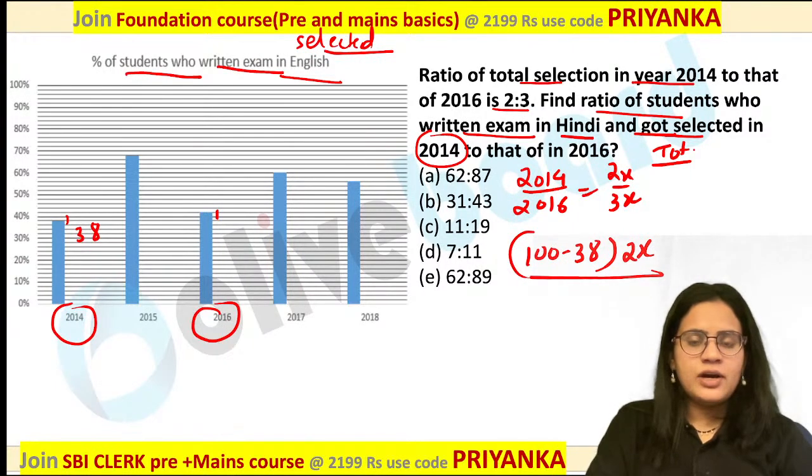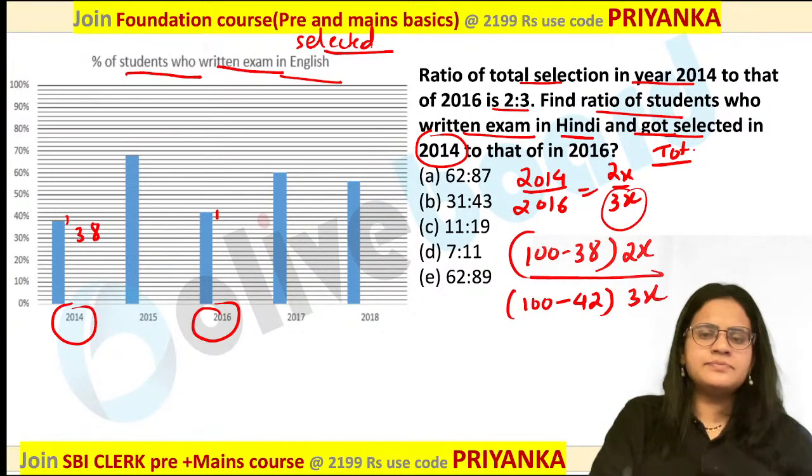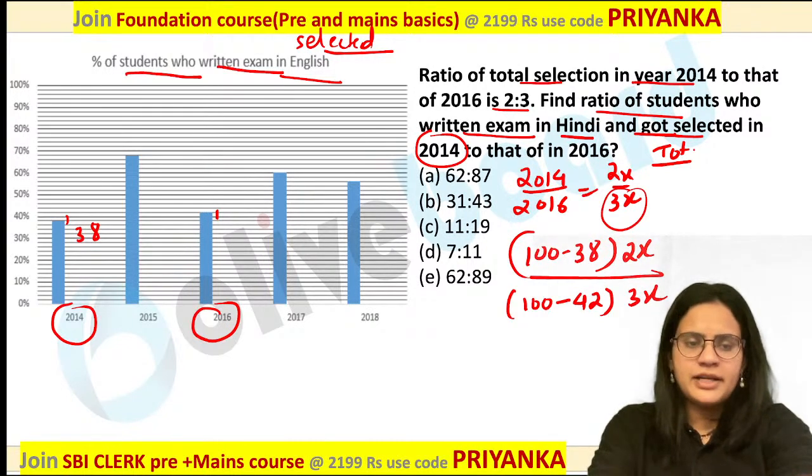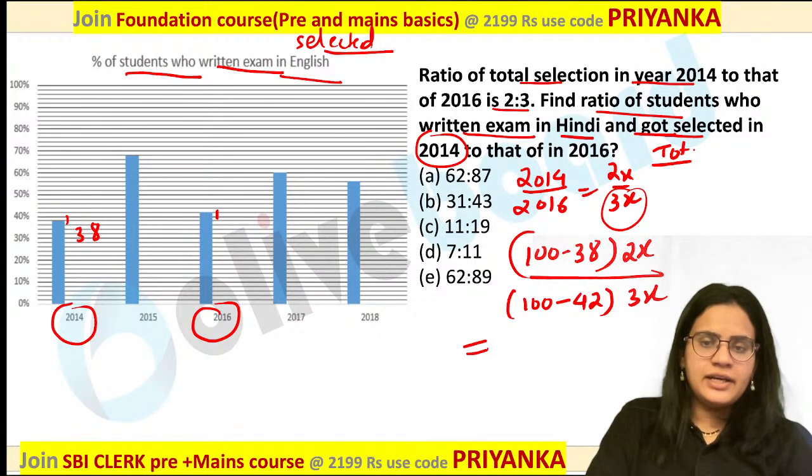So what would be the value corresponding to Hindi? 100 minus 42 will be the value. Total value is nothing but 3x. So this is going to be my ratio over here. So whatever value will come, that is going to be my ratio in this particular case. I hope everybody is following it. Okay, now you can calculate the value over here.